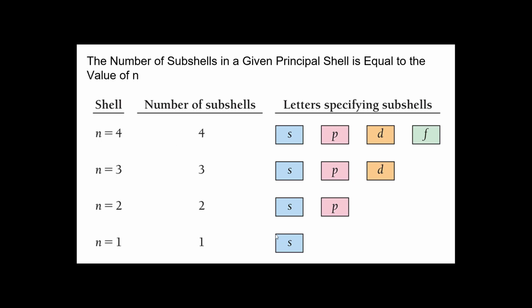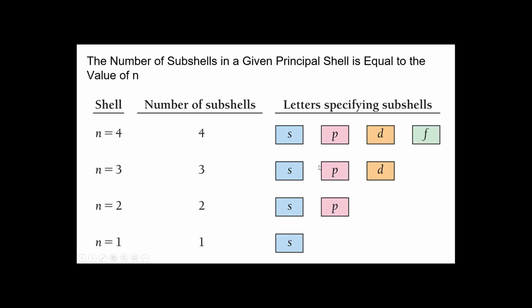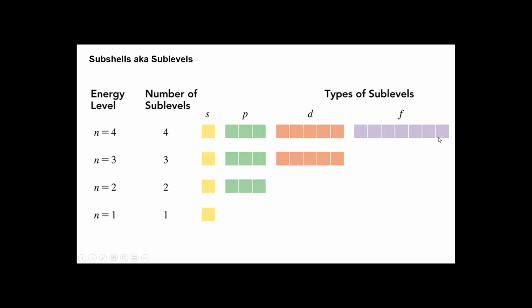And I got a couple of these just to show you they're the same thing. The number of subshells in a given principal quantum number is exactly what I said. If you take the quantum number, that's how many subshells there are. So n equals 1, 1s. n equals 2, s and p. It goes in the order of what you see here. n equals 3, s, p, d. n equals 4, s, p, d, f. Same thing here.